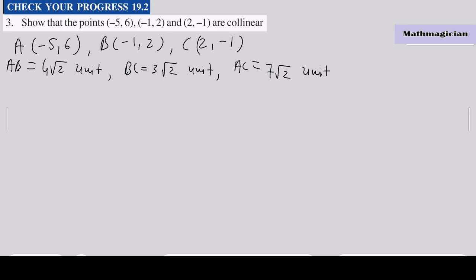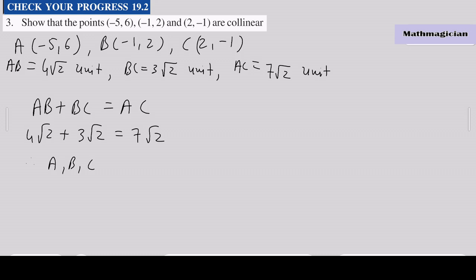So here AB, BC and AC we have found. From this you can see that AB plus BC is equal to AC. You can see 4 root 2 plus 3 root 2, so 4 plus 3, 7 root 2. Therefore, we can say that A, B and C are collinear.